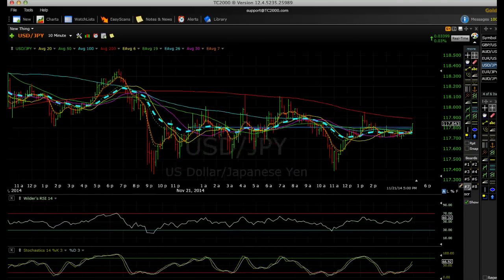Now I'm on the 10-minute chart. I still use all the moving averages. Look at the 200-day. There's your third test to the 200-day moving average.